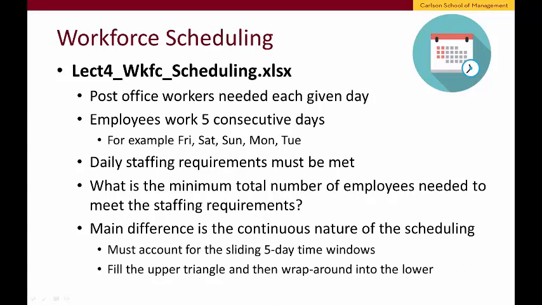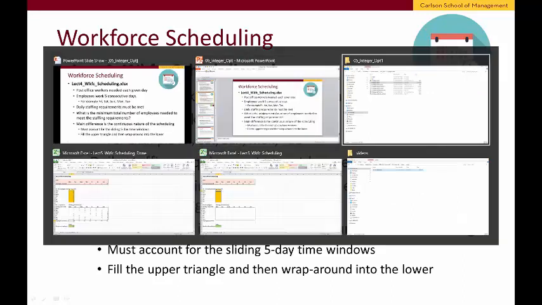So the 5-day sliding time window is implemented by referencing the appropriate number of employees starting a 5-day shift and then copying it over to the right in the upper triangle of the matrix from Monday all the way through Friday. Okay, so to show all this, we will switch to the LECT4 workforce scheduling Excel file, which I have opened here.